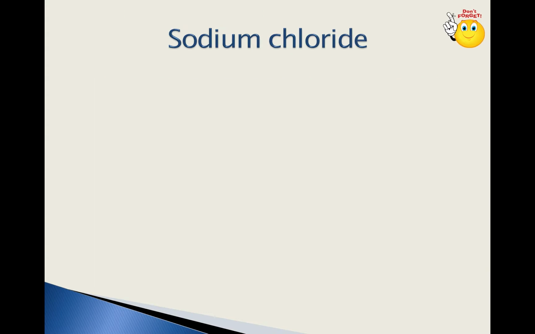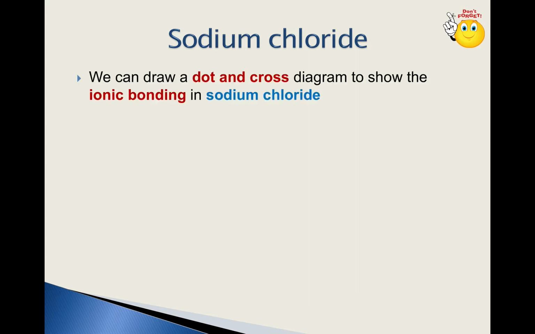So we'll start by looking at sodium chloride. Sodium chloride, as the name suggests, is made from two elements, sodium and chlorine. Sodium is a metal and chlorine is a non-metal. And as we've seen on the slide before, a metal and a non-metal gives us ionic bonding. So in the case of sodium chloride, there will be a transfer of electrons between the sodium and the chlorine atom to produce an ionically bonded compound called sodium chloride.